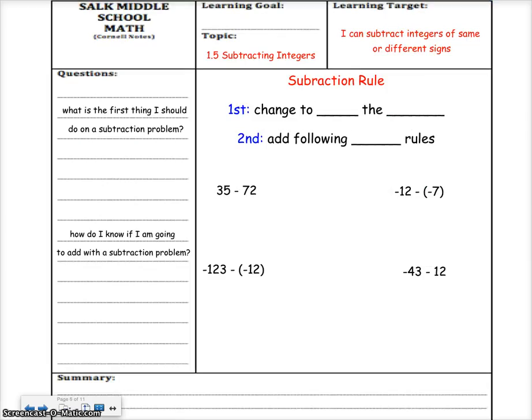Now we're going to move to subtraction. So we reminded ourselves about adding, that we need to make sure to check to see if they're the same or different signs, and then we either add or subtract them. Subtraction, you need to turn to plus the negative. You have to turn any subtraction as 8th graders into plus negative. And then you're going to add following the addition rules.